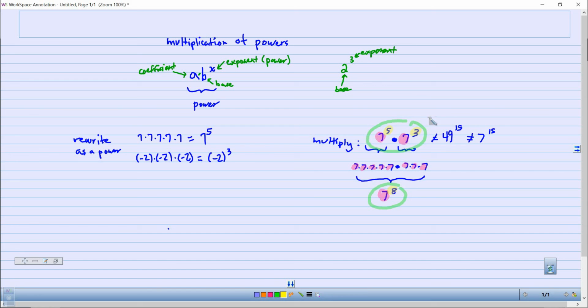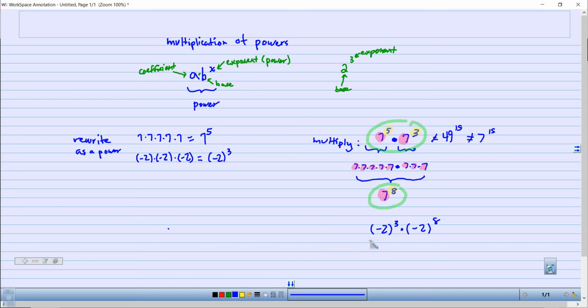We added them. So if I were to do another problem, say I had, let's do this, negative 2 to the 3rd power. Let's say I wanted to do that times negative 2 to the 8th power. Why did I pick 8? All right, probably because I saw an 8 there.